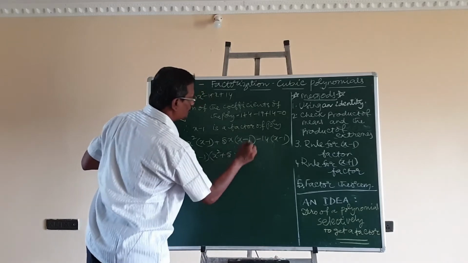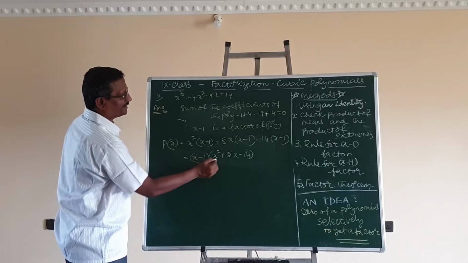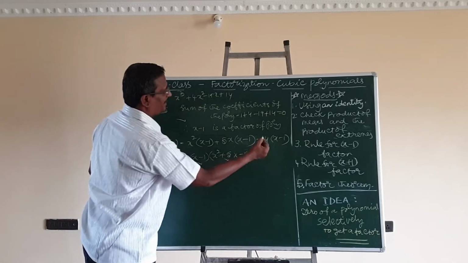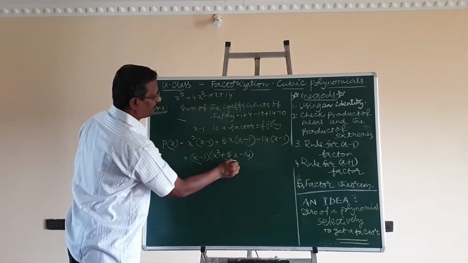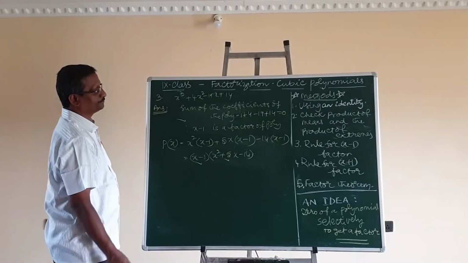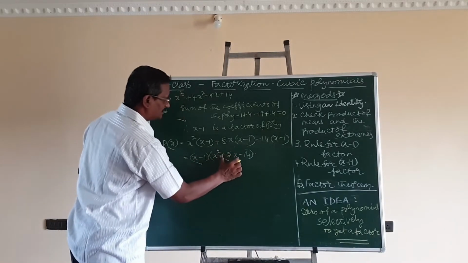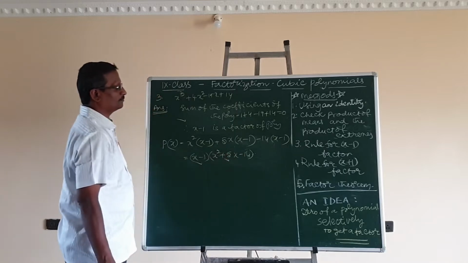So here it is x minus 1 into x square plus 5x minus 14. If you do normal division, this is the divisor, this is the quotient, and the remainder is equal to 0. So successfully we got the quotient. Now to this quotient, the second degree polynomial, we apply factorization.